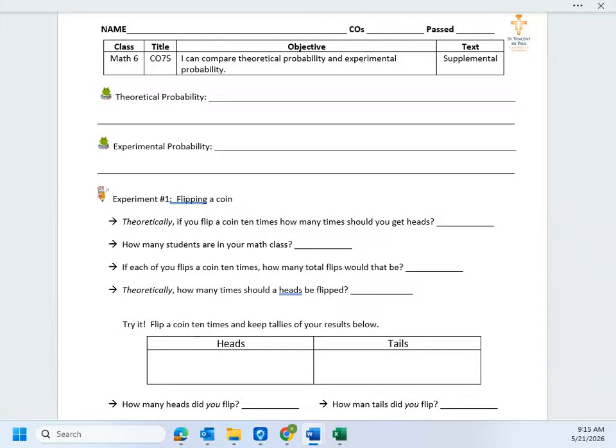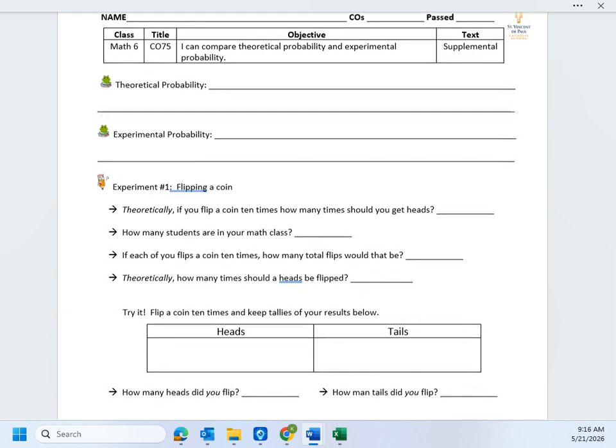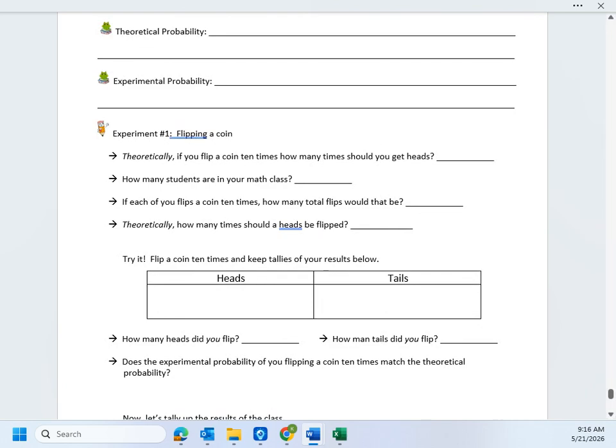Good morning. Today we are doing our last objective of the year, and it's going to be kind of a fun one. We are doing CO75. I can compare theoretical probability and experimental probability. So we need to know the difference between theoretical and experimental. In order to do that, we need to know what those words mean.